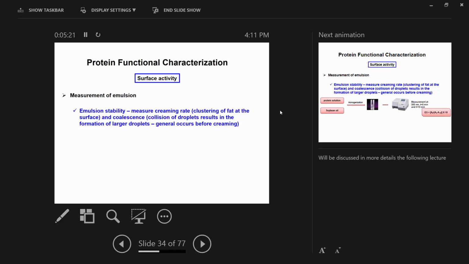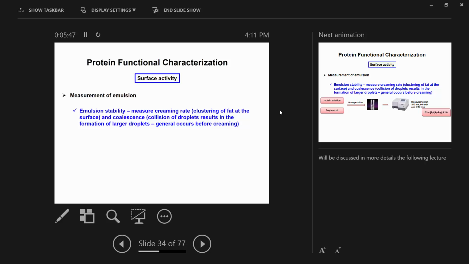So like I said, emulsification stability is another measure of the emulsion property. So the stability is how long the emulsion is stable before creaming occurs, coalescence of the droplets and then phase separation. So that means the creaming rate, measure of the creaming rate.